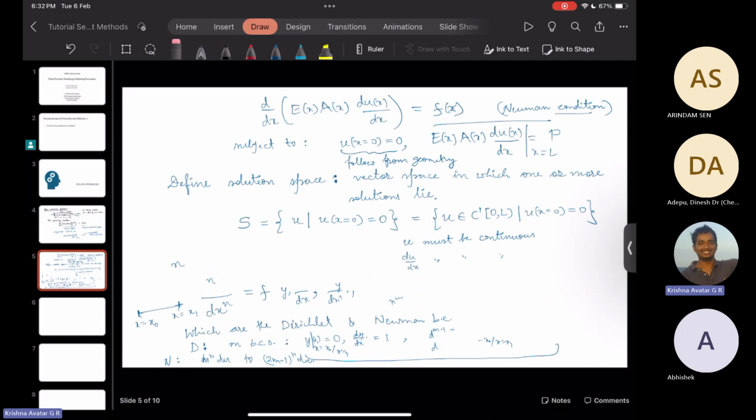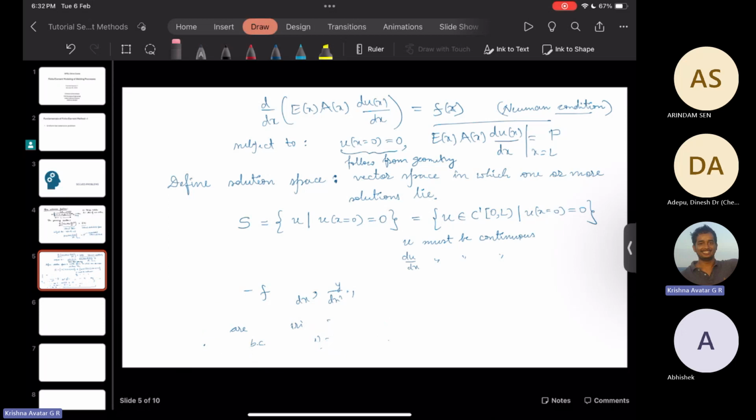And likewise, if we extend it to higher dimensions, provided that we have an elliptic operator, then it will extend in all the independent coordinates that we choose, or that the problem is actually based in. Fine. So coming back to our solution space. The vector space in which one or more solutions lie is what we call the solution space. And this will only contain solutions if all the requirements are stringently applied, which follows from the Dirichlet boundary conditions.